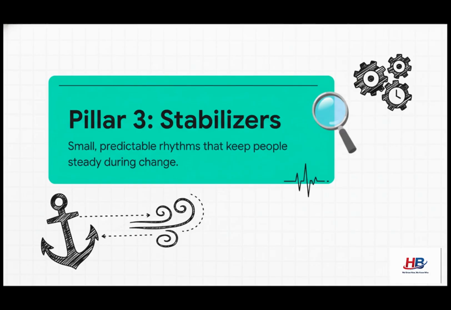And finally, we have stabilizers. Think of these as your anchors in a storm. They're the small, predictable rhythms and routines that keep everyone steady when things get chaotic and stressful. This could be something as simple as a 5-minute check-in every morning, or maybe a specific, agreed-upon way to share urgent news. By making these little things totally automatic, you save the team's precious mental energy for the big problems that actually need their full attention.